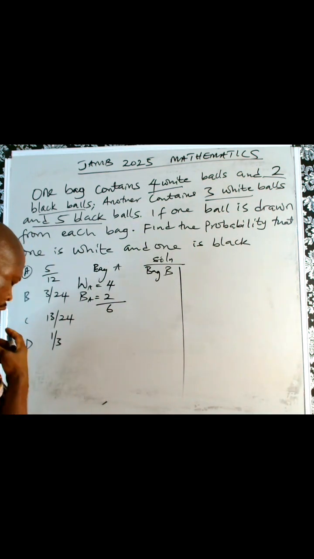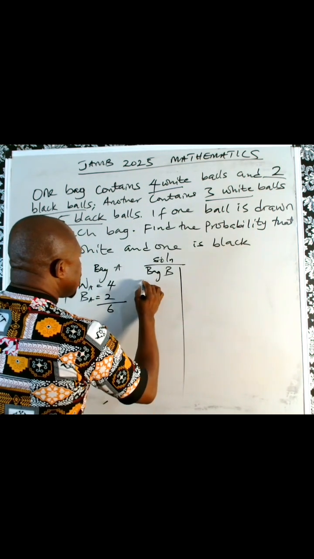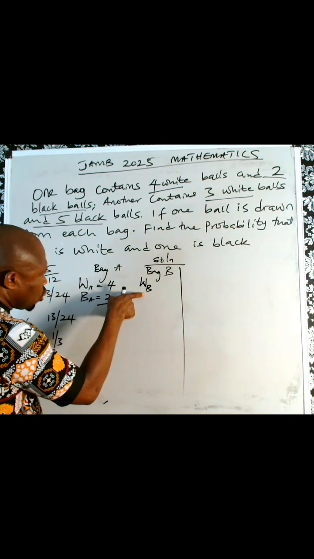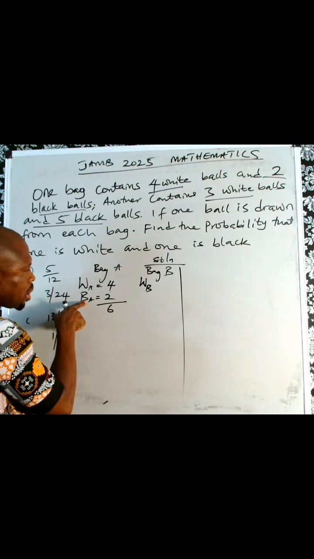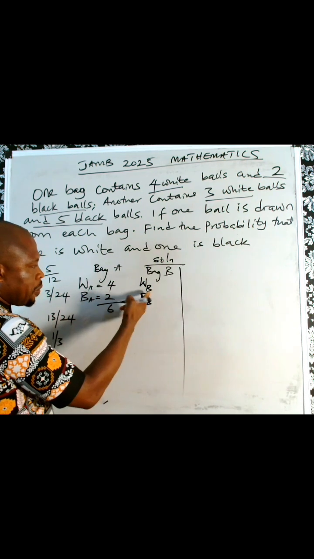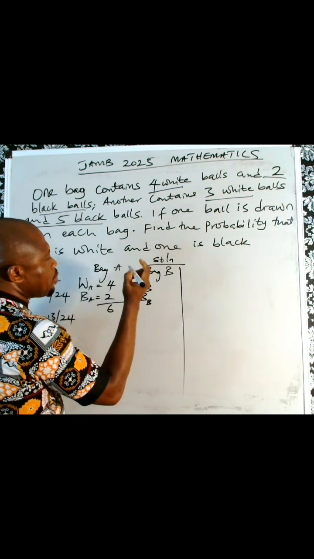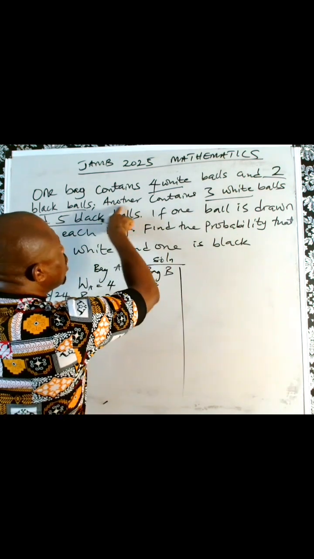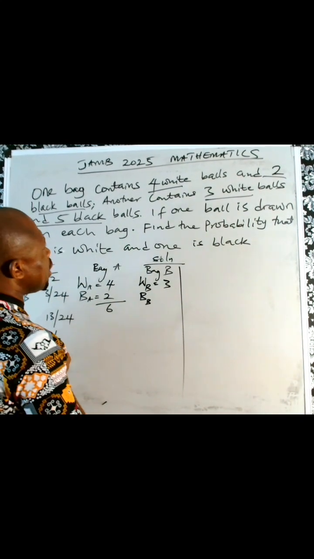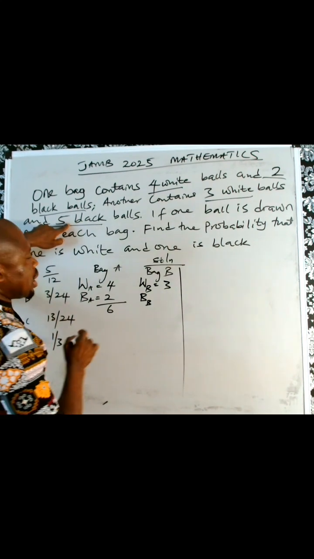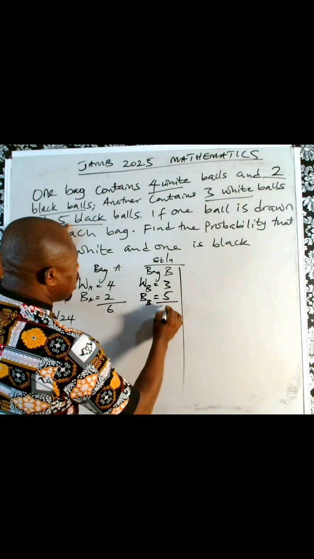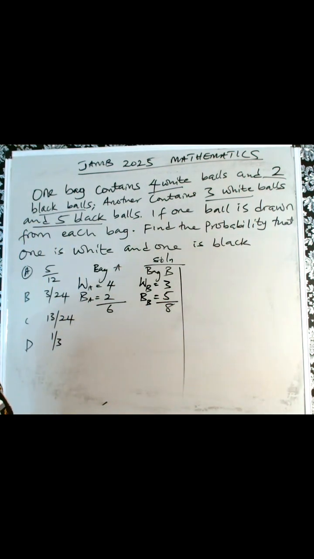For bag B, I want to use WA, BA, WB, and BB to represent the number of whites and blacks in bags A and B. Another contains 3 whites, so for bag B there are 3 whites. The number of black here is 5. Altogether we'll have 8 balls.